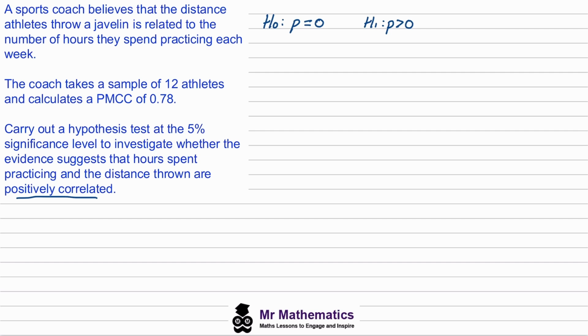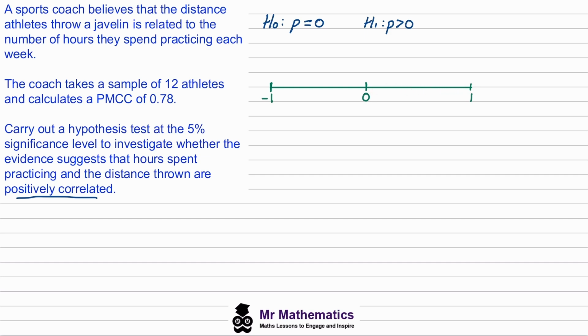So I find it really helpful to draw a scale. If we have 0 correlation, then we'll be at 0. And if there's a perfect negative correlation, then we'll get a PMCC of -1. If there's a perfect positive correlation, we'll get a PMCC of +1. And because we're only testing for a positive correlation, we're going to focus on this half.